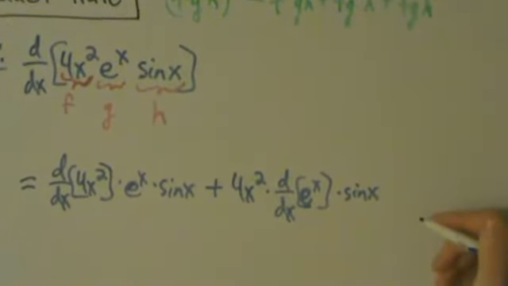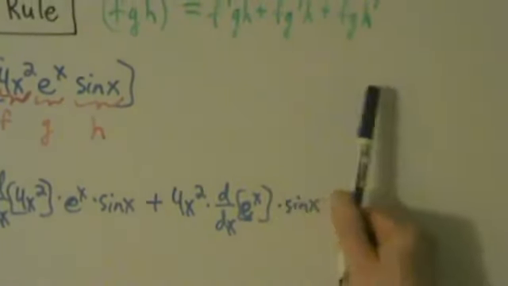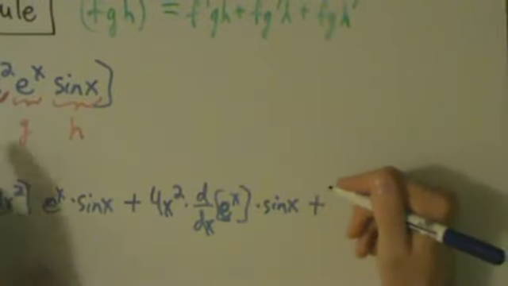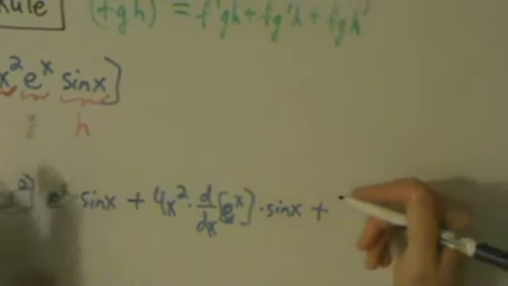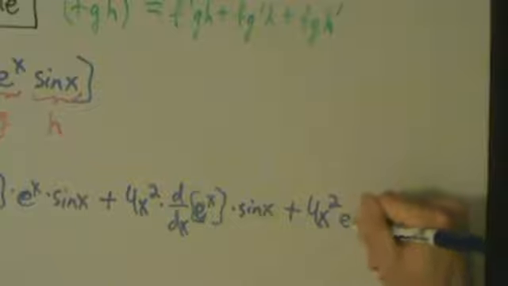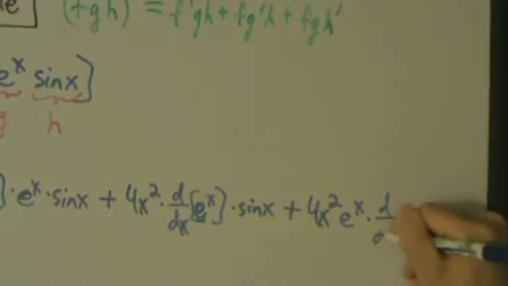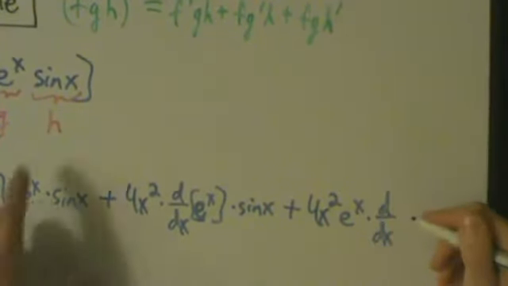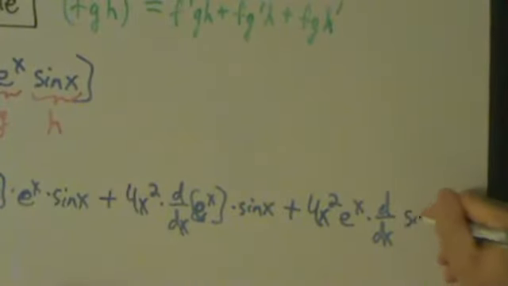Okay, and then for the, so that's the second term we just did. Now for the last term, we're going to have plus 4x squared times e to the x times the derivative of the third guy, which is sine of x.